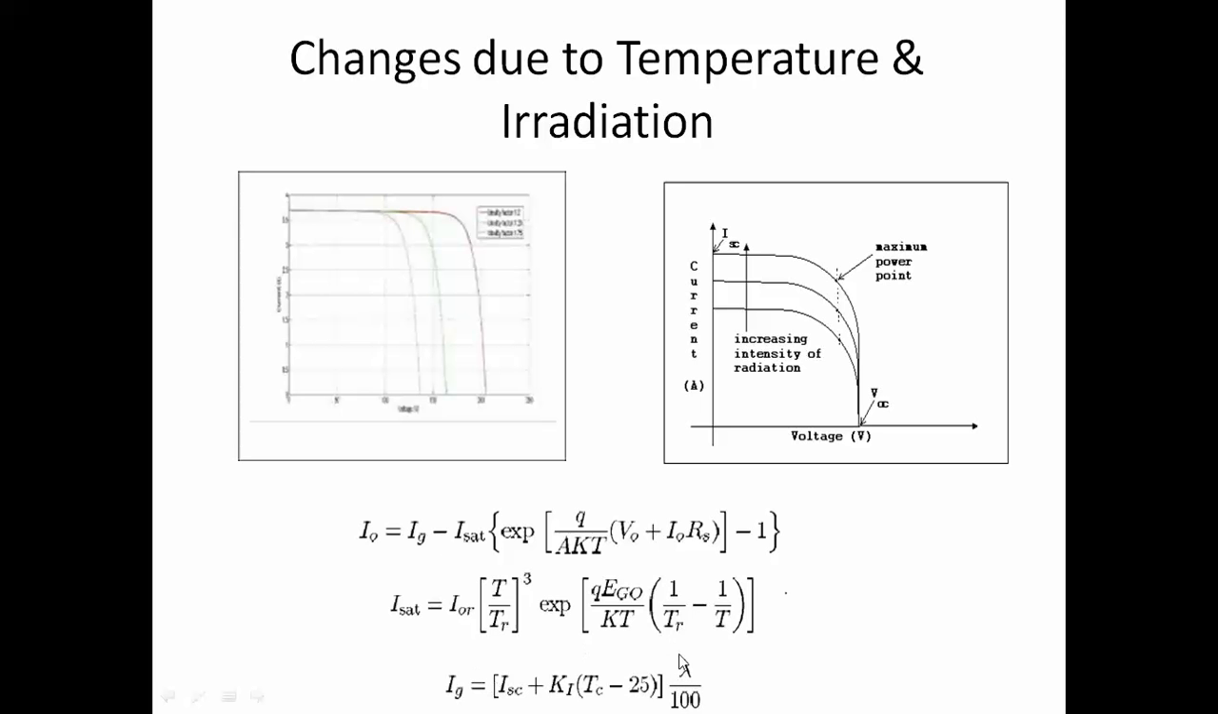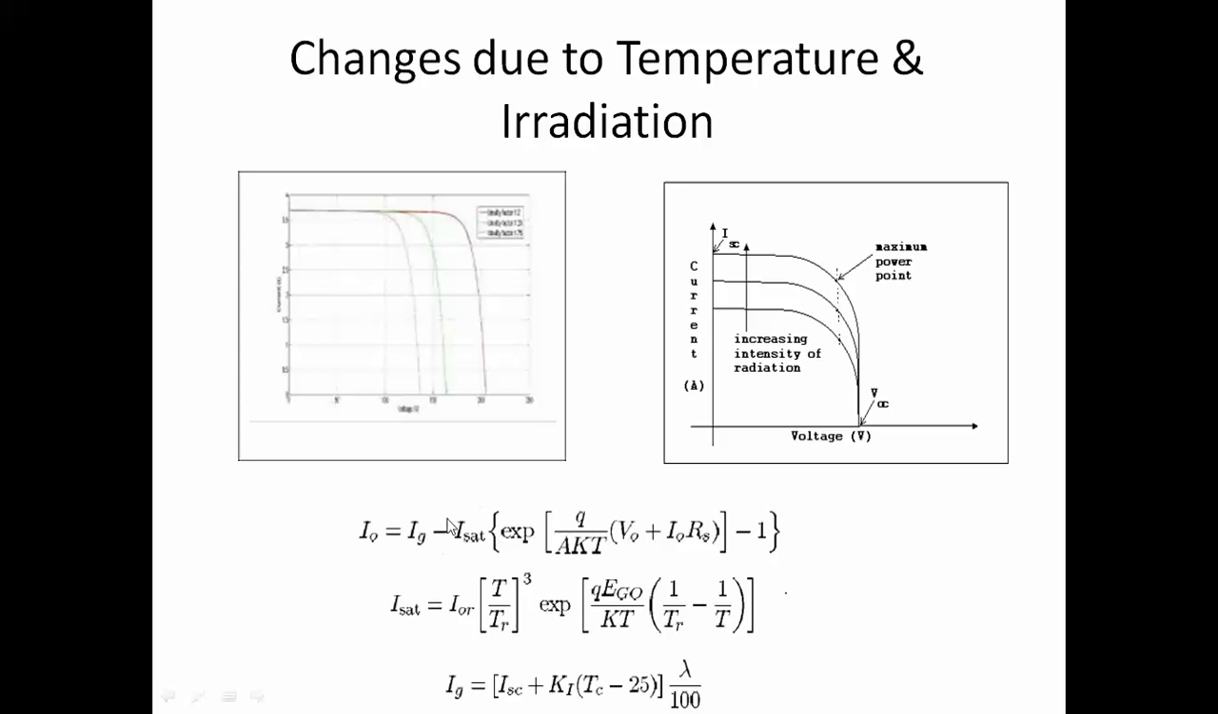Based on the change in the irradiation, this current will also change like this. If irradiation increases, the charge current increases like this. So the characteristics will drift towards positive for an increase in current. And for an increase in temperature, it will drift like this. So here is the temperature dependence.